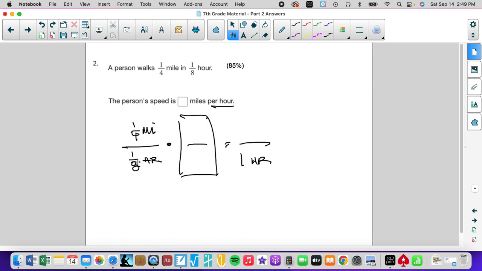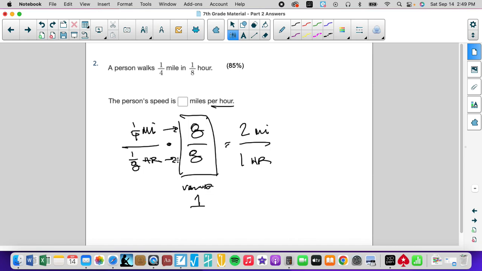So what can I multiply 1/8 by to get 1? Well, if I multiply it by 8. Now, I need this to be an equivalency, so I need this value to be equal to 1 because I want to change it. So what would I need to have in the numerator to keep it a value of 1? Another 8. And then 1/4 times 8 would give me 2 miles. I'm not canceling anything because I'm just multiplying by a value of 1.